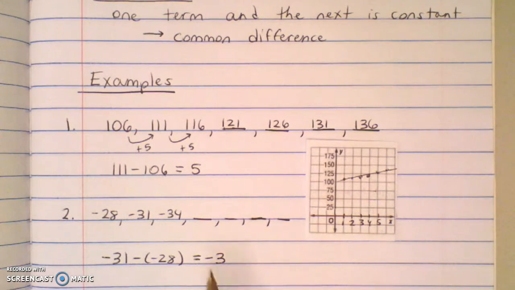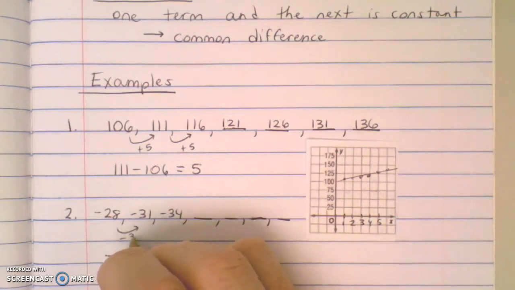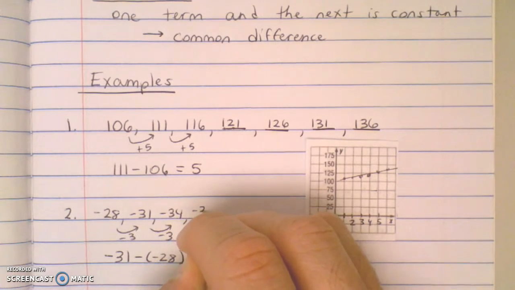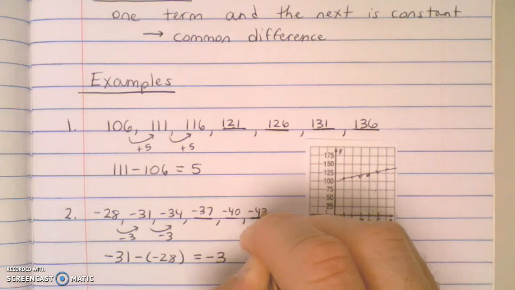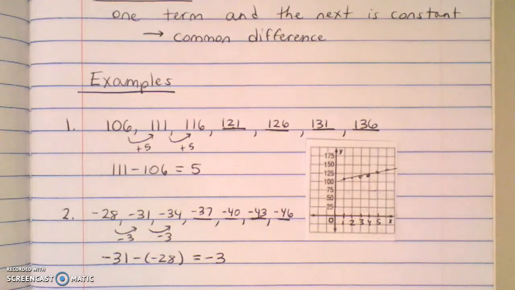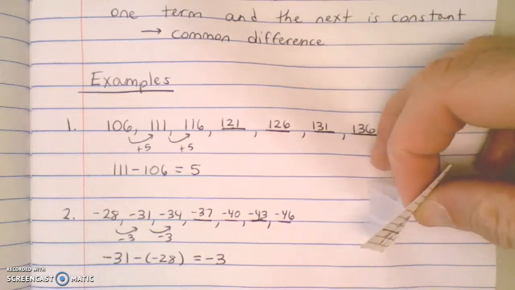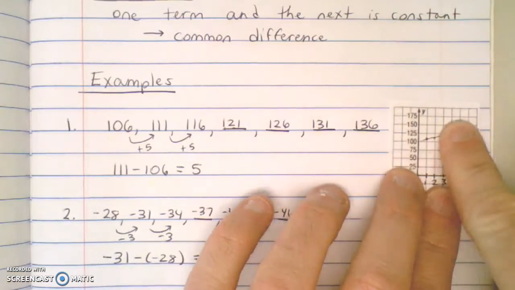So sometimes you could be adding a number, or sometimes you could be subtracting a number. So the common difference here is we're just subtracting 3 each time. And so now I can keep going with the pattern and fill out the rest of the table, or the rest of the sequence. Let me shift this graph up so we can make room for this graph.